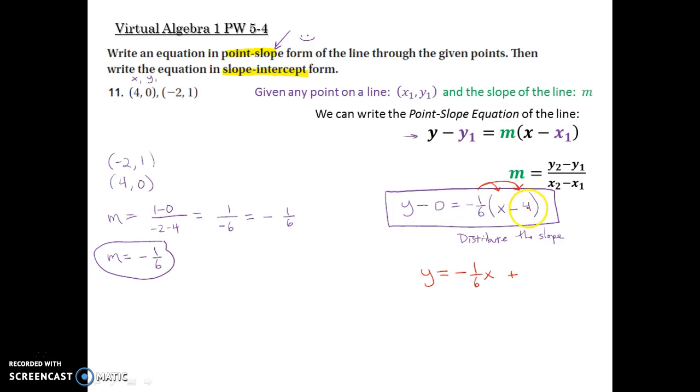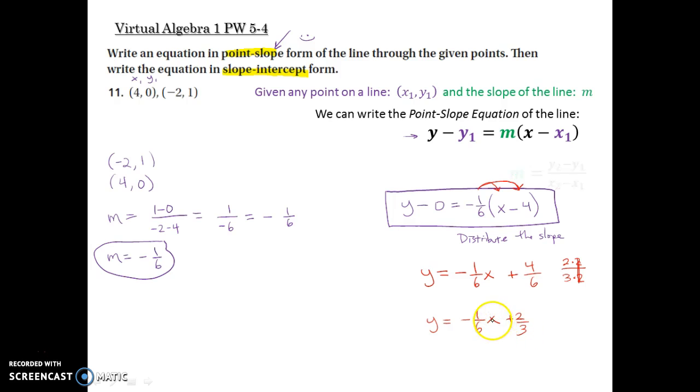And when we multiply fractions, we have to think of this as 4 over 1. And then we multiply top times the top, bottom times the bottom. So 1 times 4 will be the new top. 6 times 1 will be the new bottom. And then I can reduce this fraction. Y equals -1/6 x. Now 4 is 2 times 2, and 6 is 3 times 2. And 2 divided by 2 is 1, so those divide out. So this fraction 4/6 reduces to 2/3.